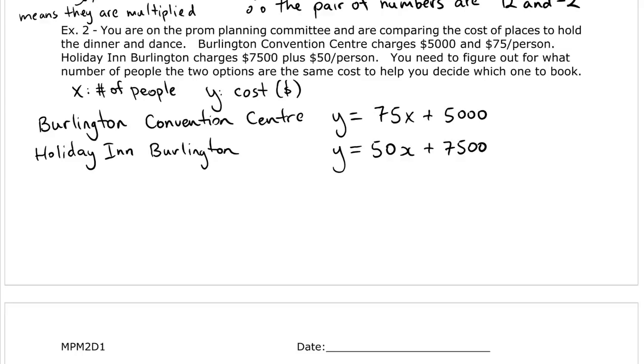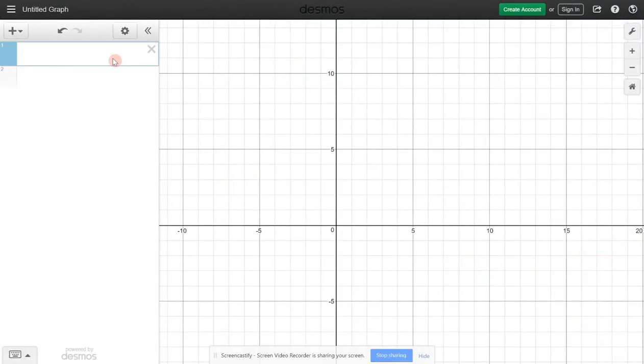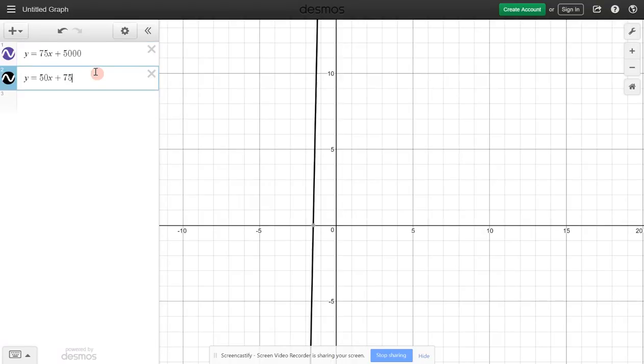So here are the two equations that we are going to use to plot on Desmos and find their point of intersection. And this time you will have two lines. So let's go to Desmos, let's clear our grid, and let's plot our two equations. So y equals 75x plus 5,000. And here we have y equals 50x plus 7,500.